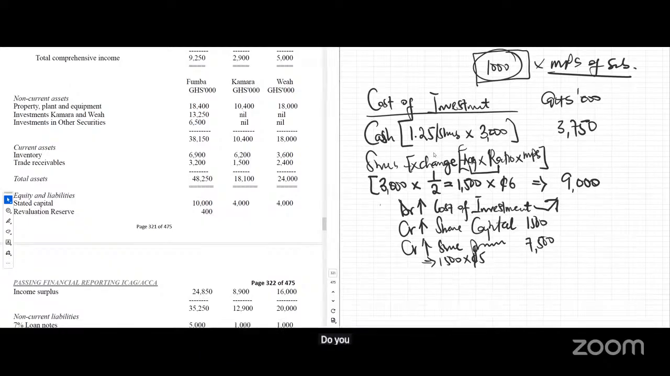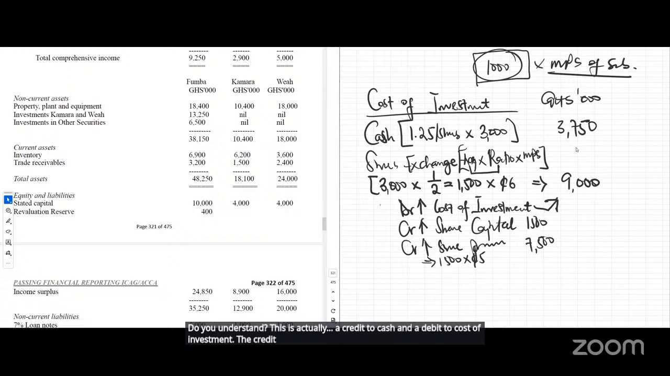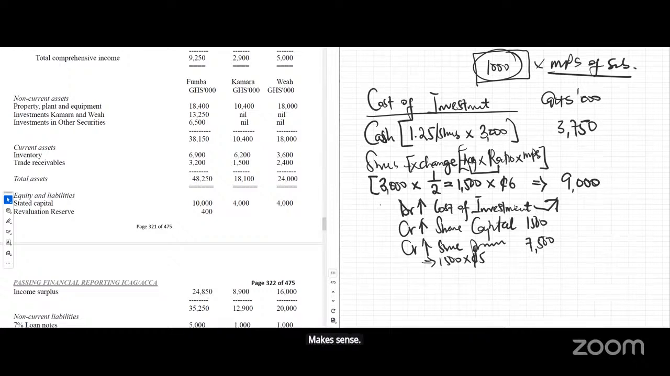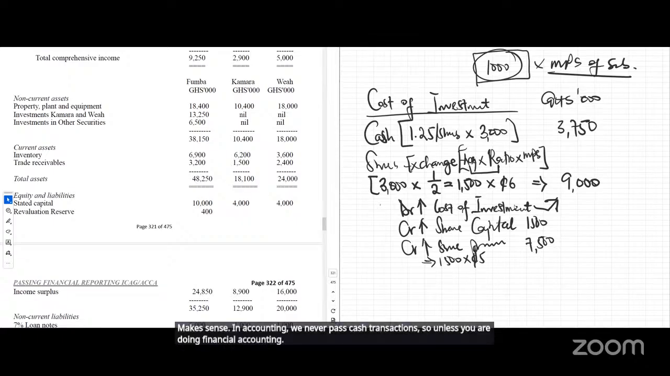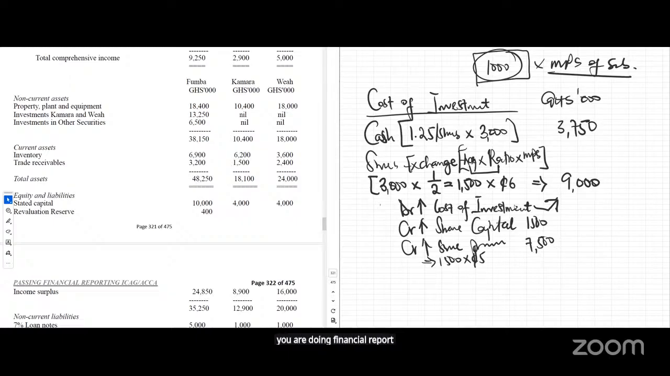Do you understand? This is actually a credit to cash and a debit to cost of investment. The credit to cash has already been passed. In accounting, we never pass cash transactions unless you are doing financial accounting, you are doing financial reporting. So they do the cash side for you.